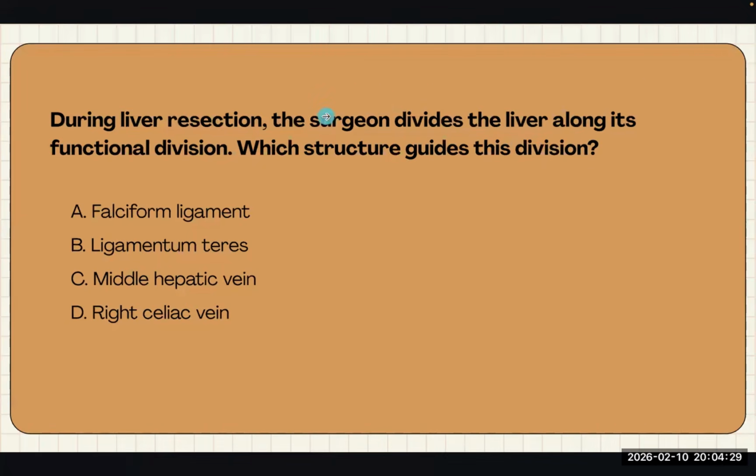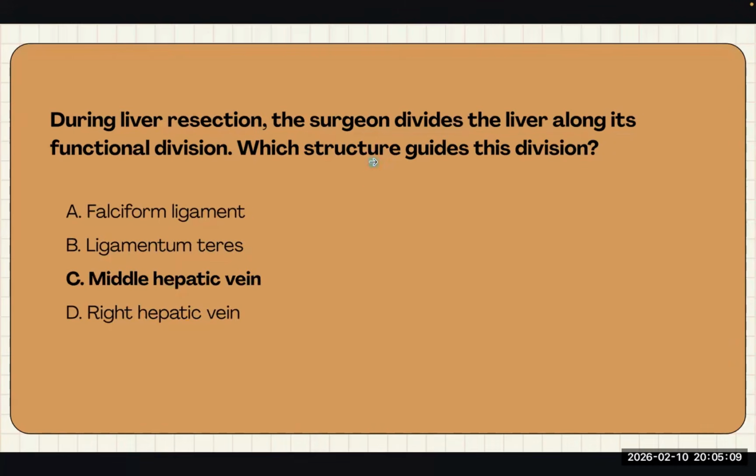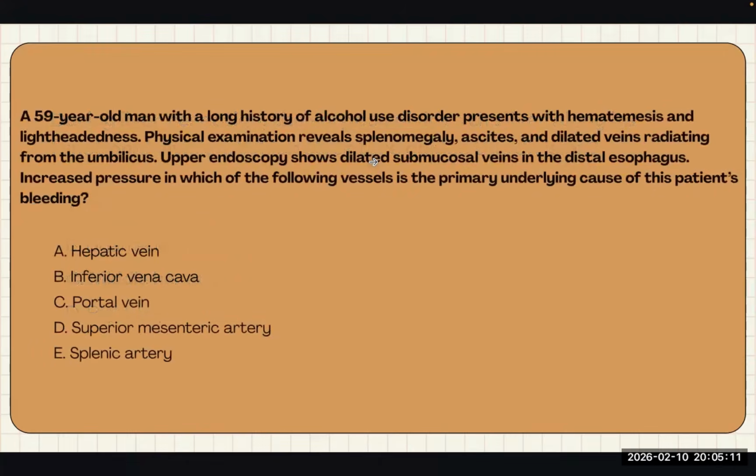Okay. So we're saying that he's dividing the liver along the functional division. Yes. Okay. So the falciform ligament is the ligament that divides the liver into a left and a right lobe anatomically. Okay? So if I'm talking about an anatomical division, I'll tell you, yes, you're right, totally right. But when I'm talking about the functional division, I'm thinking of hepatic veins and I'm thinking of the portal veins. Okay? Does this make it clear? Okay. So it's C.